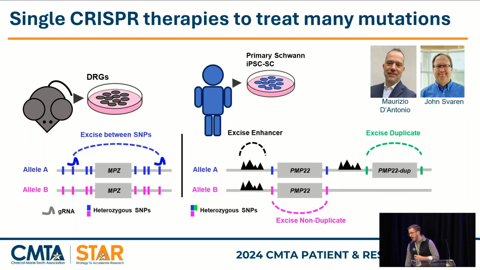Using a similar approach, but now looking outside of the gene, we've been working with members of the CMTA, Maurizio and John, to try and excise either MPZ, where we're doing this study in mouse models which have these two changes around the gene, or in primary Schwann cells from human donors looking at PMP22. In both of these cases, we're asking the question, can we use benign variants around a gene to take out the mutant, inactivate it, and therefore restore health to the gene?